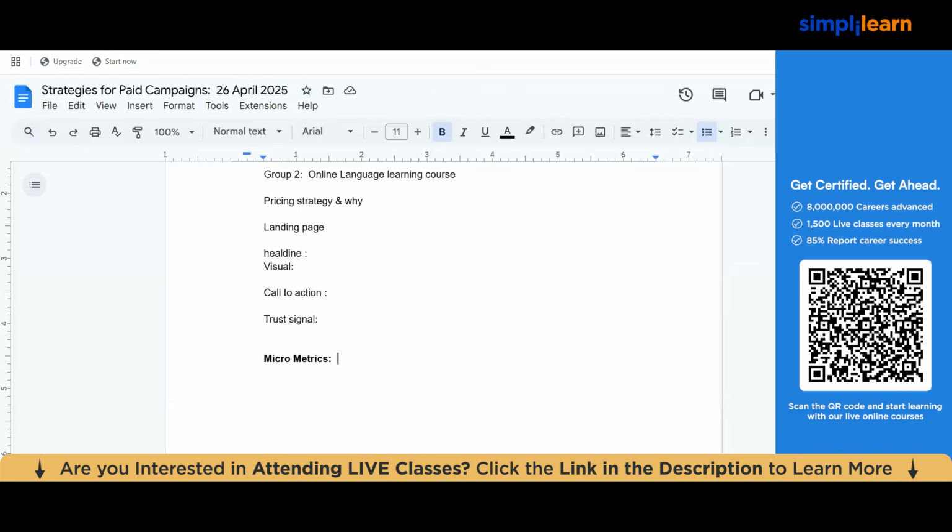For example, micrometrics like add to cart, right? Or clicking on the subscription button, or how many of them created an account, or the checkout procedure. Many times, and it happens to us as well, we go to the site after seeing an advertisement, we add it to the cart, but we don't check out, or we just keep it in the cart. All of us do that, right? Yes, no?